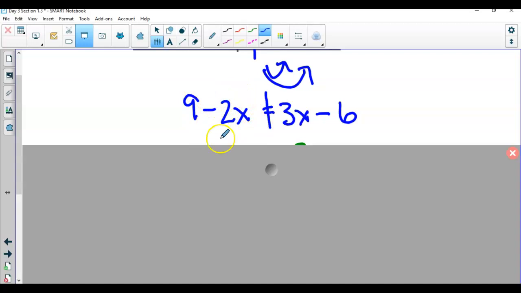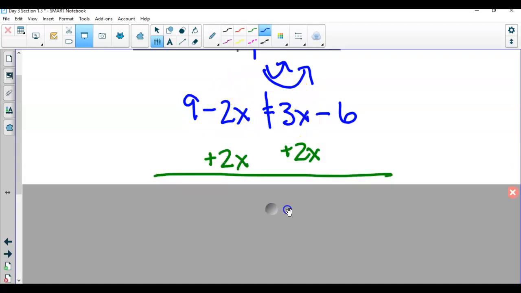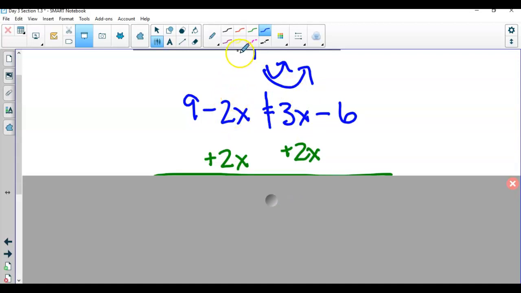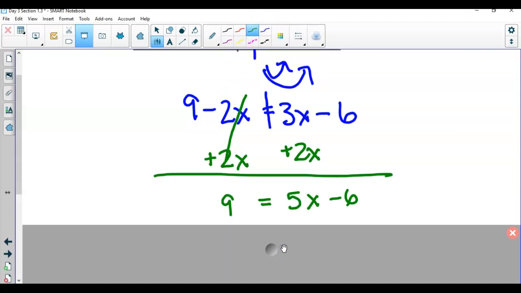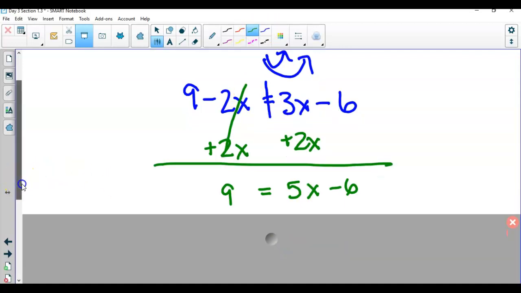So I have a subtraction of 2x. I'm going to bring over to the right side. The opposite operation then would be addition of 2x. That cancels this out, and I'm left with 9 is equal to 5x minus 6.